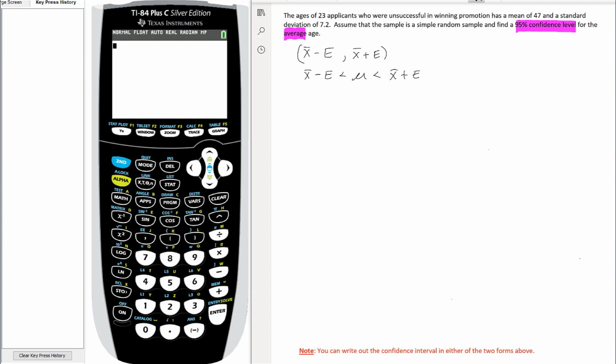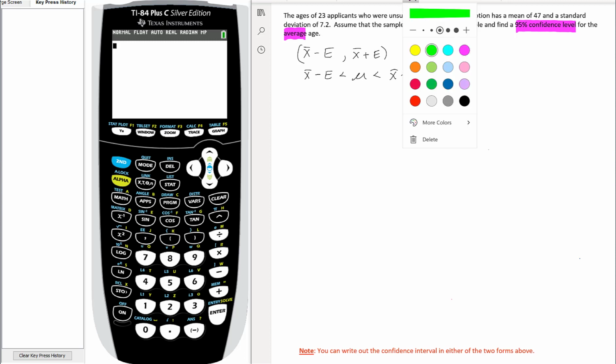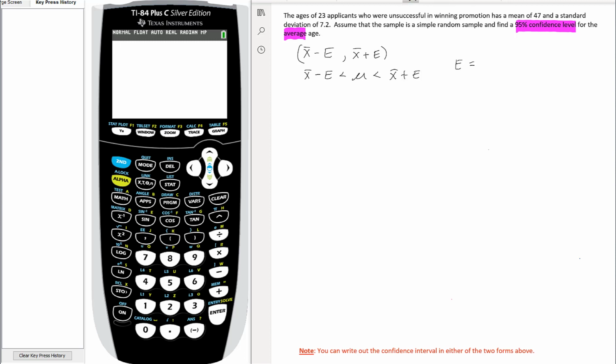The other part of the formula is going to be E equals, and then we need to use either z sub alpha over 2 or t sub alpha over 2. So in order to determine whether it's going to be t or z, we have to know if the population standard deviation is known or if the population standard deviation is unknown. So based on the problem, we know that the ages of these 23 applicants have a mean of 47 and a standard deviation of 7.2.